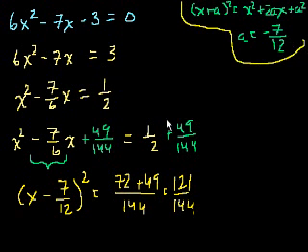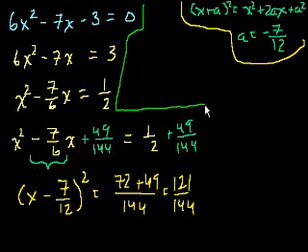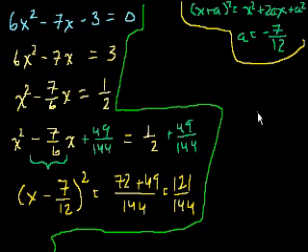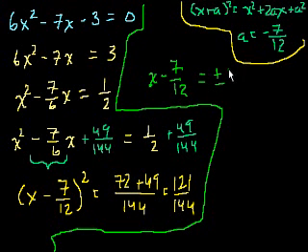So what do we do now? Well, now we just take the square root of both sides of this equation, and I'm trying to free up some space, switch to green. Let me partition this off. And we get x minus 7/12 is equal to plus or minus the square root of that, so plus or minus 11 over 12, right? The square root of 121 is 11, the square root of 144 is 12.